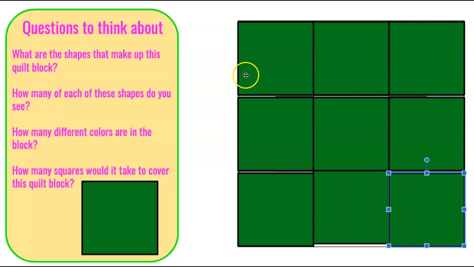Wow, so I needed 1, 2, 3, 4, 5, 6, 7, 8, 9. I needed 9 blocks. 9 squares, I'm sorry, to cover my whole quilting block. I'm thinking about the different ways that I can see 9. Can you think of some different ways that you can see 9?